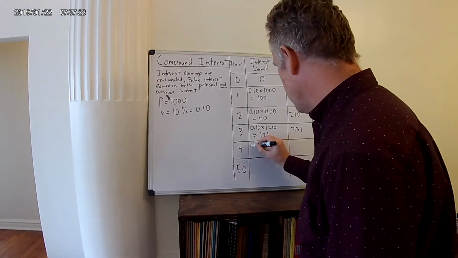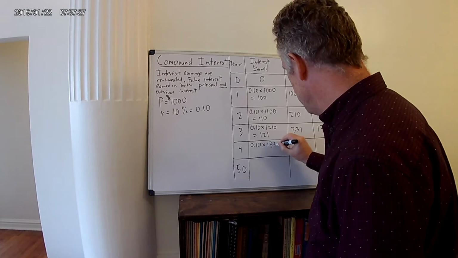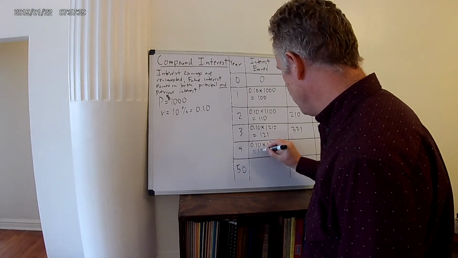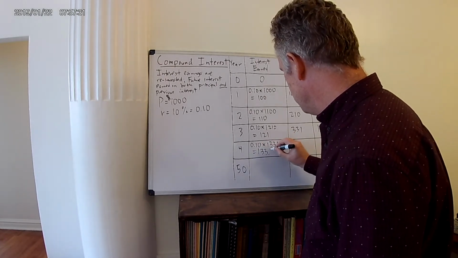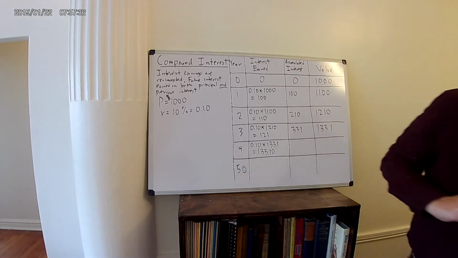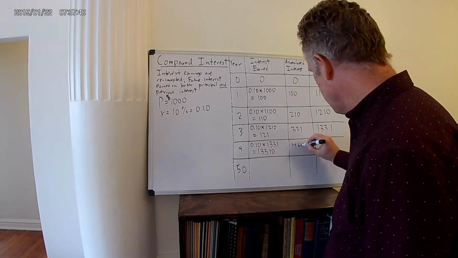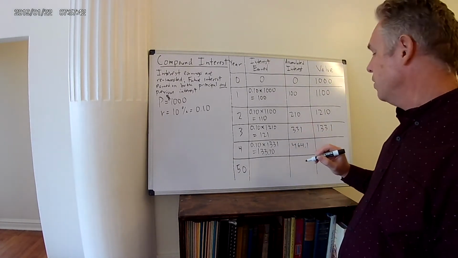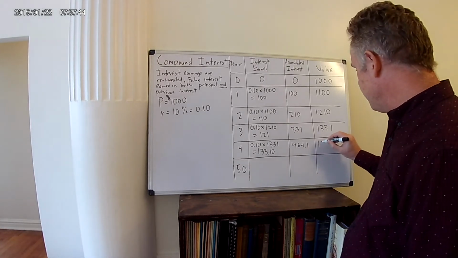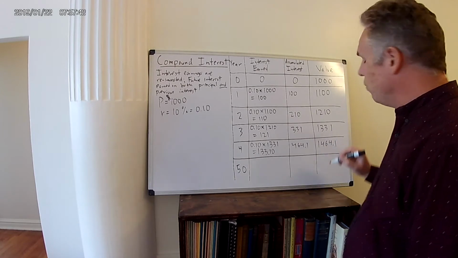And then in year four, I do 0.10 times the value from the previous year, $1,331, and this gives me $133.10 in terms of interest. If I add all this together, I get $464.10 of total interest earnings in four years, and the value of my account is now $1,464.10.